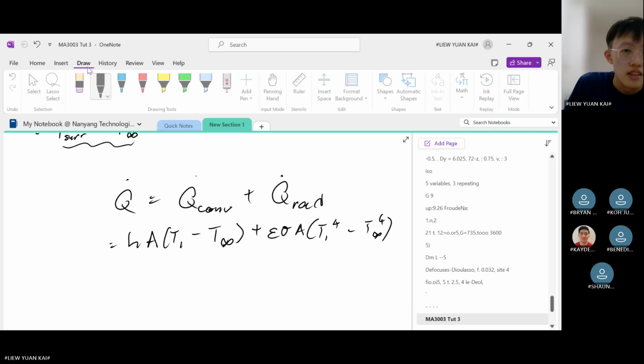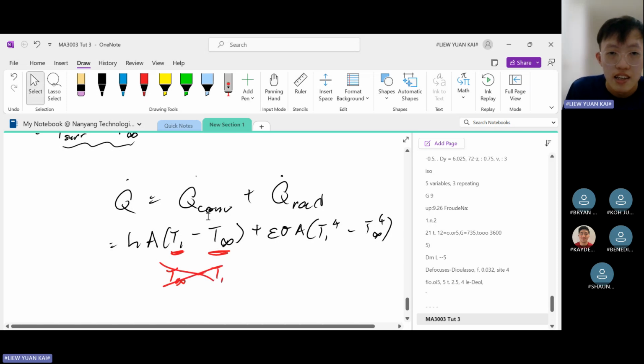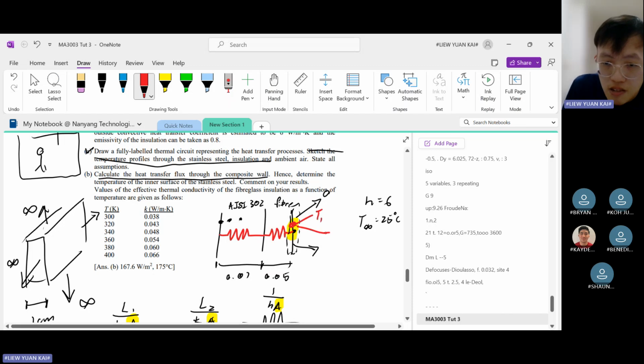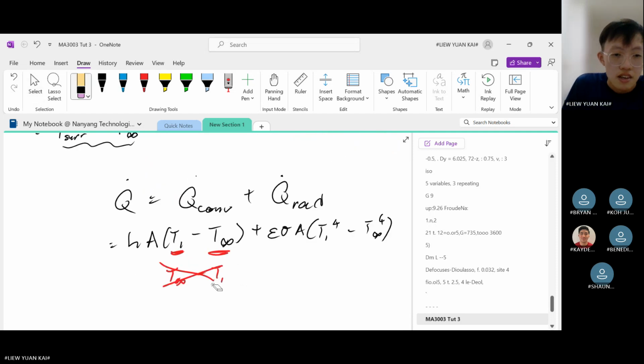Take note, the order of this matters. You cannot say T infinity minus T1 because this is the wrong direction. Why? Because this wall has a temperature of T1, and it goes to T infinity. So this is the starting, this is the ending. That's why it's T1 minus T infinity, not the other way around. And the same with radiation.